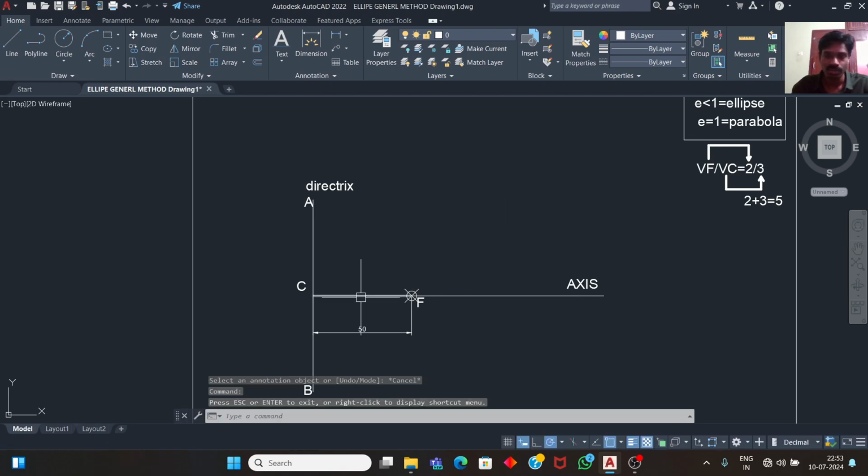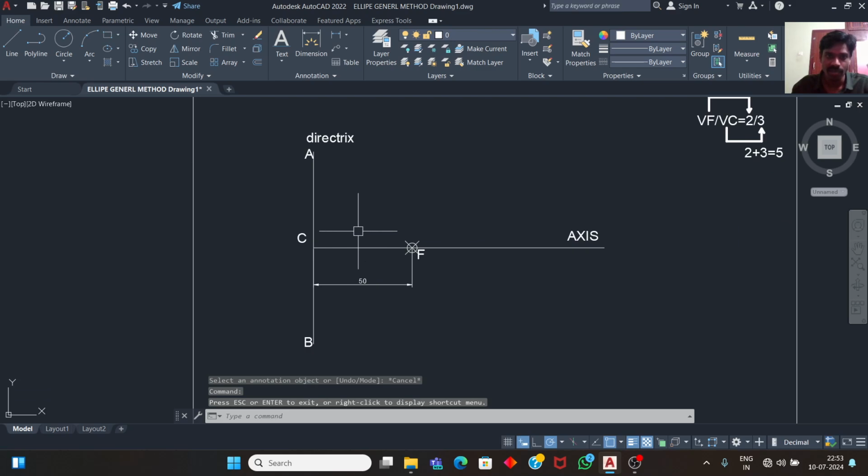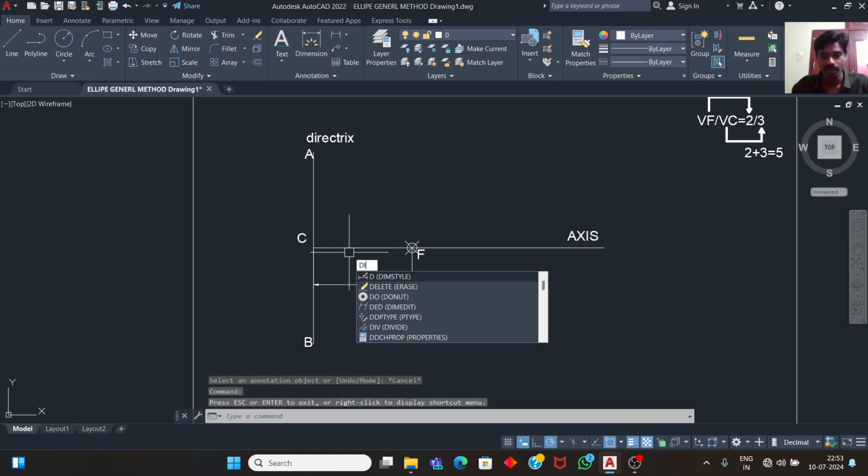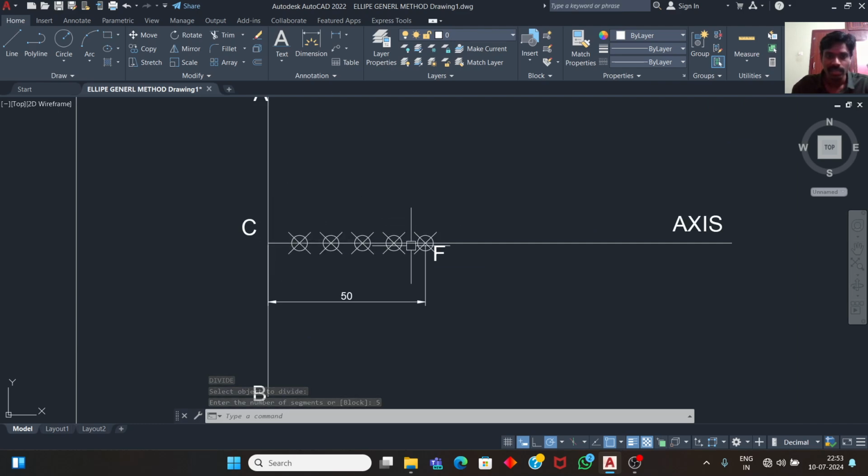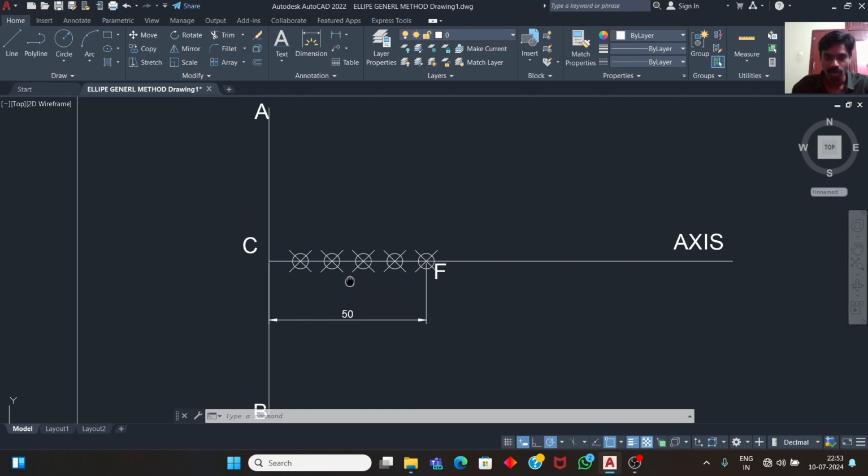For that, we have a command, that is divide, div. Select the object to divide, this is the line, and enter the number of segments, that is 5, enter. This line is divided into 5 equal parts. Now we need to locate the vertex point. So where do we have to locate the vertex point?